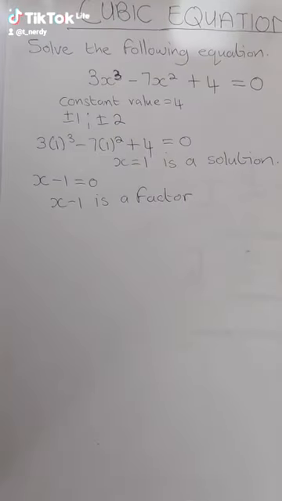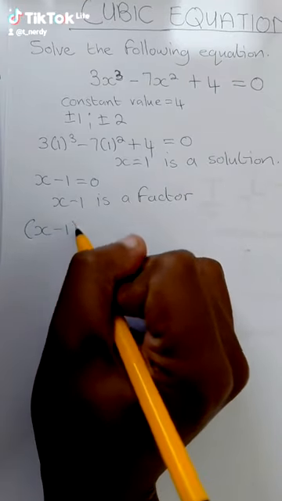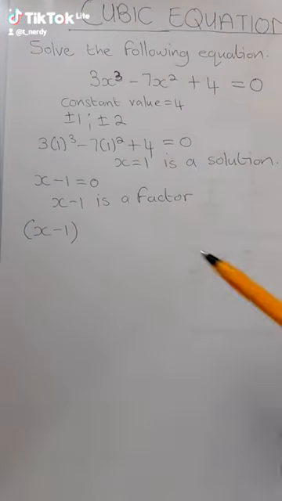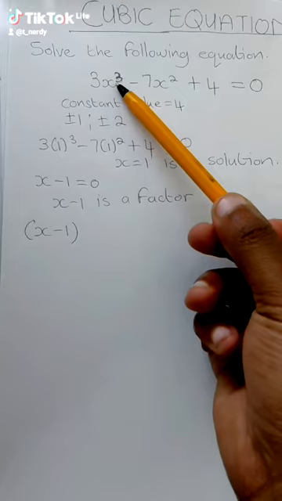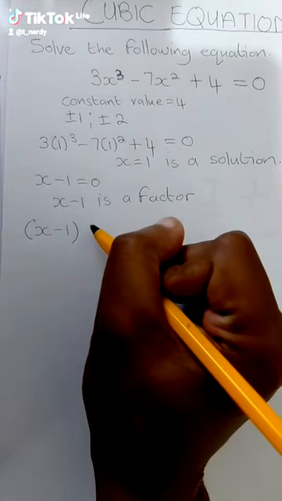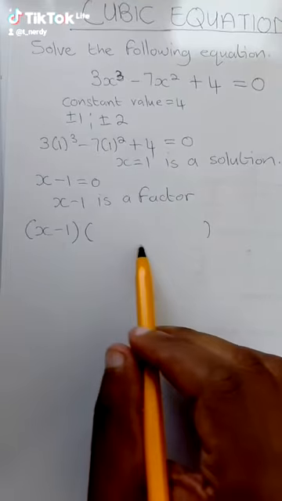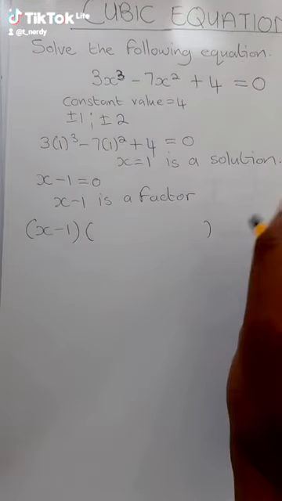So once we know that this is a factor, we therefore going to say x minus 1. We're going to solve now this cubic equation into two parts. One which is going to be linear and the other one which is going to be quadratic. So the first bracket represents the linear part and the second bracket represents the quadratic part.